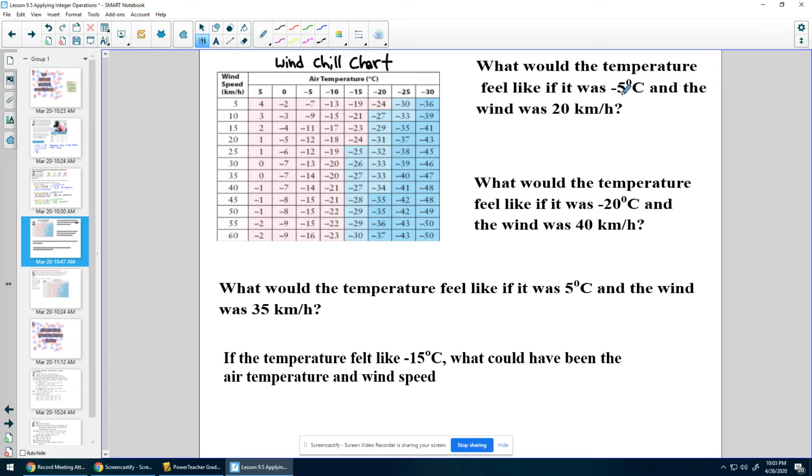What would the temperature feel like if it was -5 degrees Celsius and the wind was 20 kilometers per hour? So we're going to look at our chart and we're going to go to -5 degrees Celsius, which is right here. And we're going to go down our chart and find 20 kilometers per hour, which is right here. So this is what the temperature would feel like with wind chill if it was -5 and the wind was 20. So this is -12 degrees Celsius.